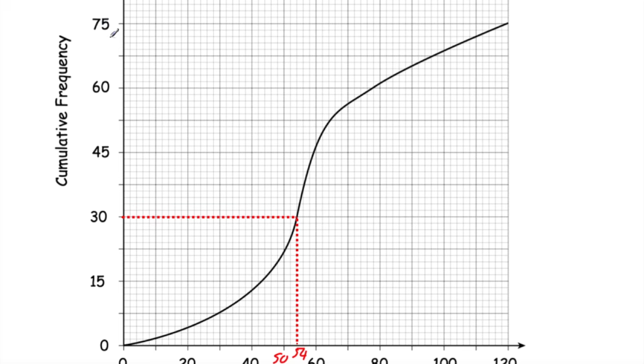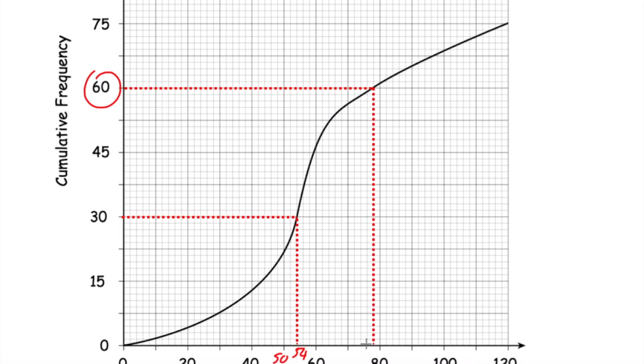So they're the ones that revise the most, because only 15 of them revise more than this particular time. So if only 15 of them revise more than this particular time, we're going to go down to 60, because 75 take away 15 is 60. So we're going to go 60 across and down.